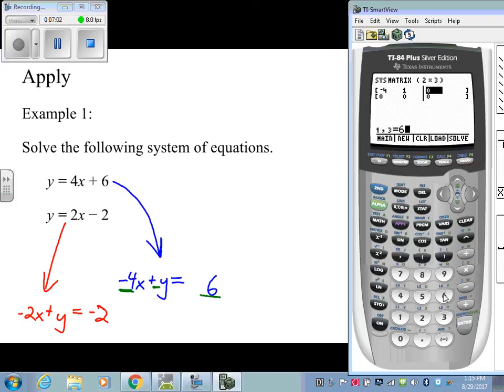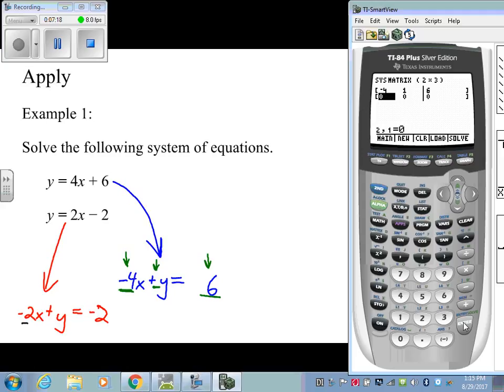So I hit enter, 6, and then enter for that. So I have -4, 1, 6, which are these coefficients: -4, an implied 1 in front of the y, and then a 6 as my constant. Now we're going to do the exact same thing, but this time for the red equation, my second equation.